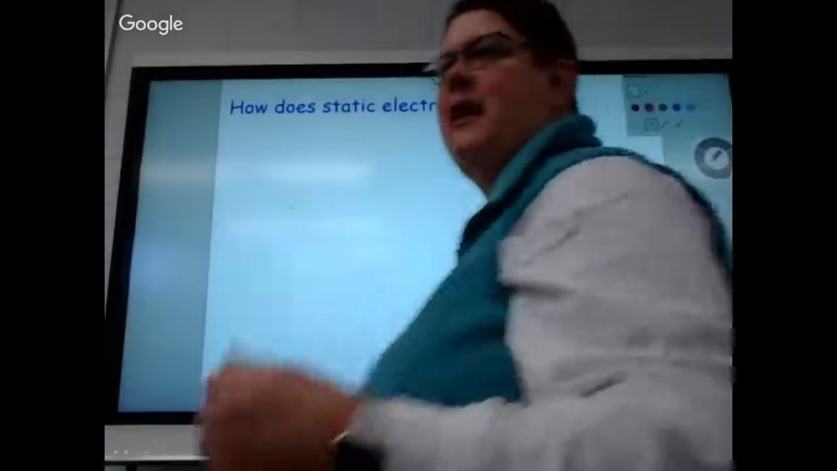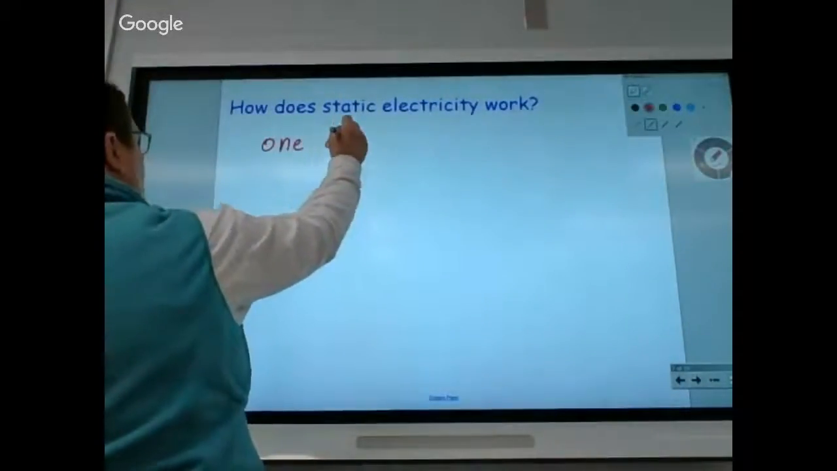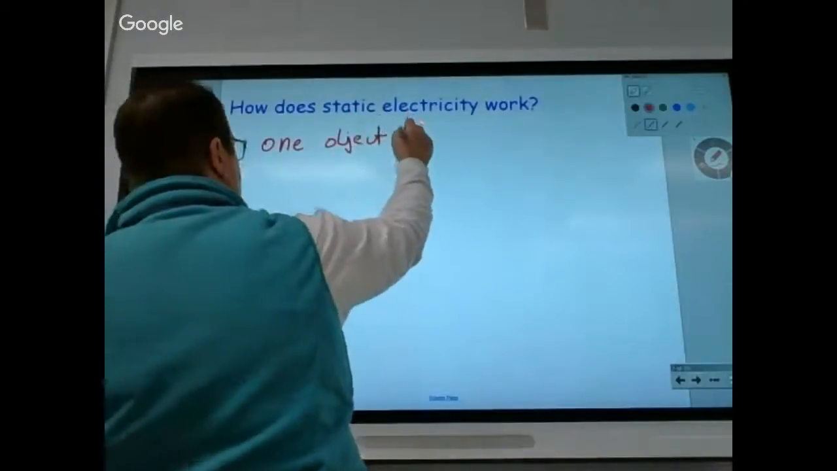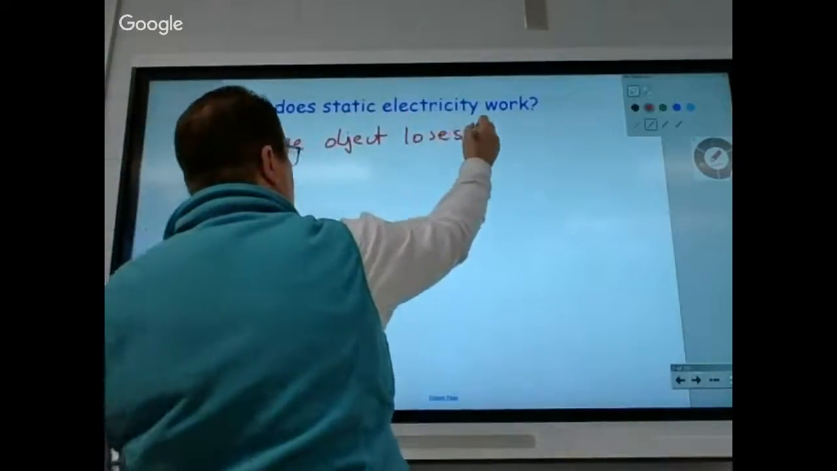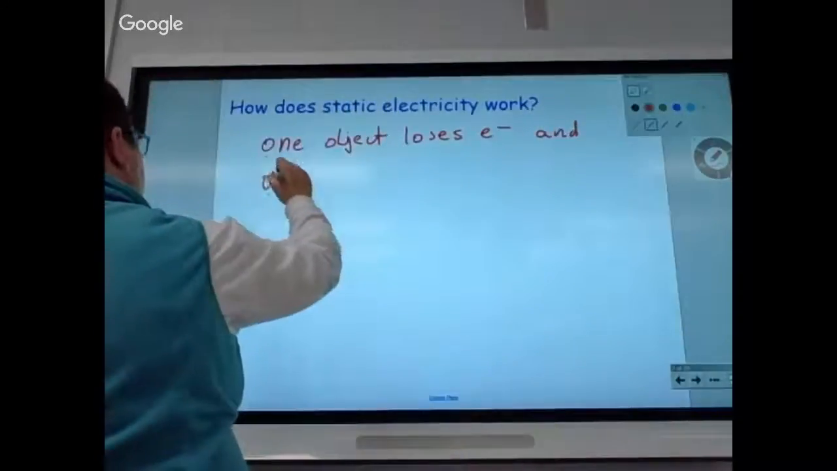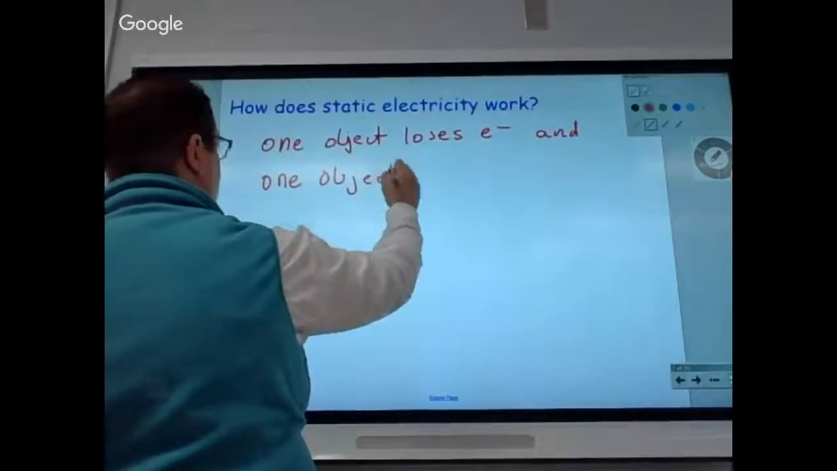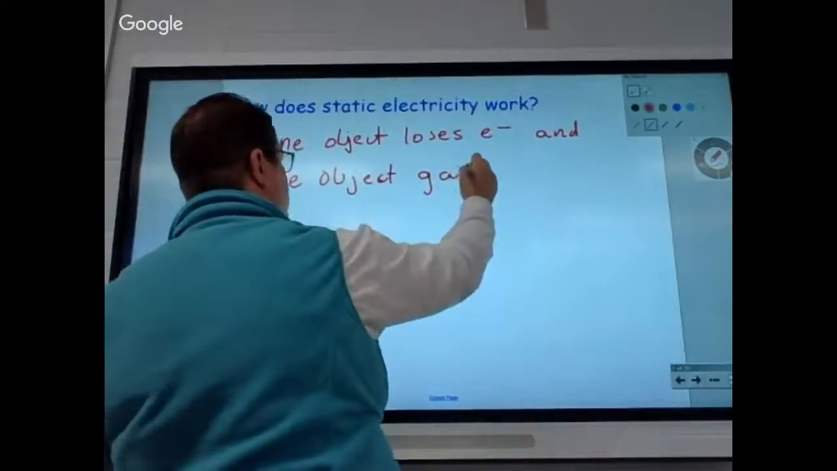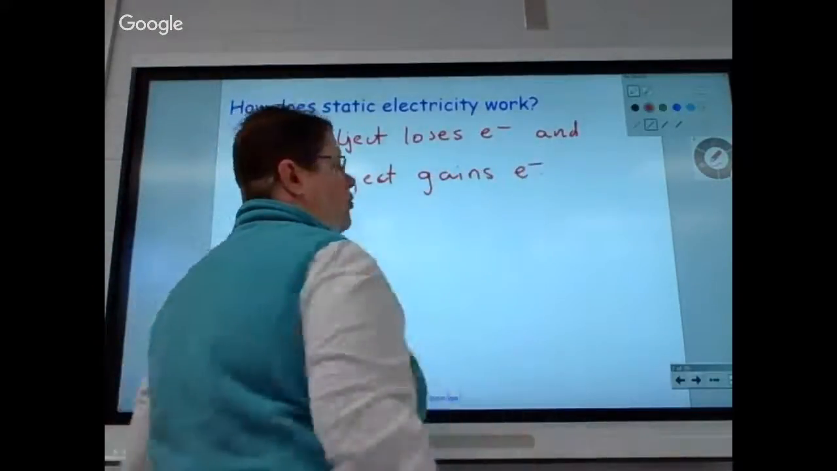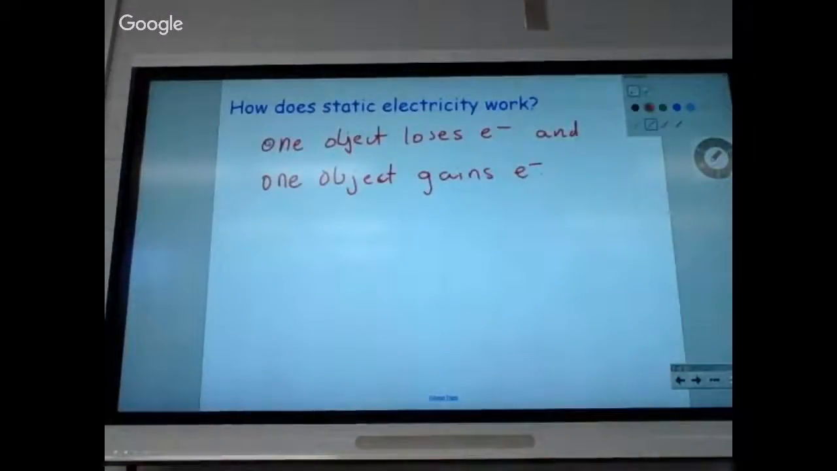All right, so how does static electricity work? Essentially, one object loses electrons and one object gains electrons.